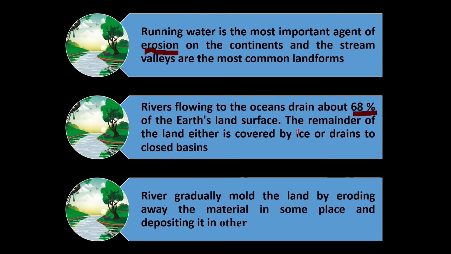Rivers gradually mold the land by eroding away the material in some place and depositing it in another. This is very important. It is eroding the land, right? It is molding, it is changing the topography, it is changing the land by means of erosion. Okay, it is picking up the material from one part of the land and is going and depositing it somewhere else.